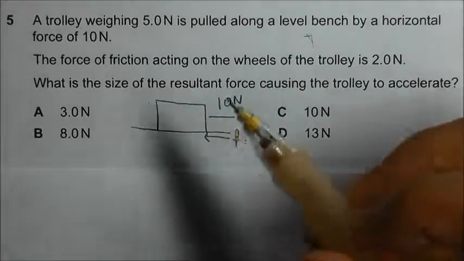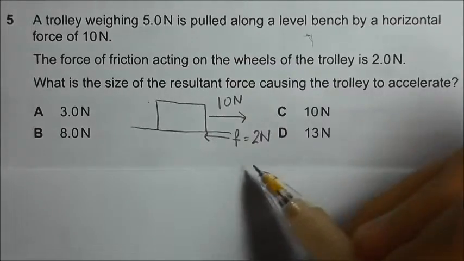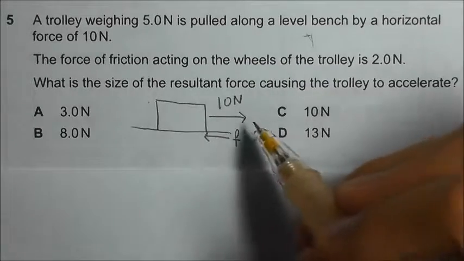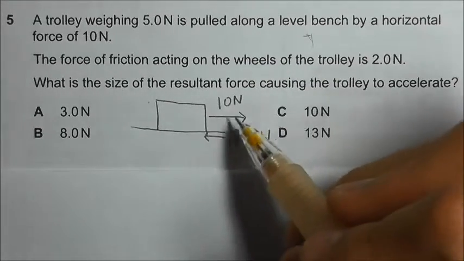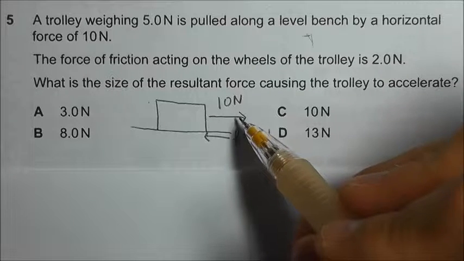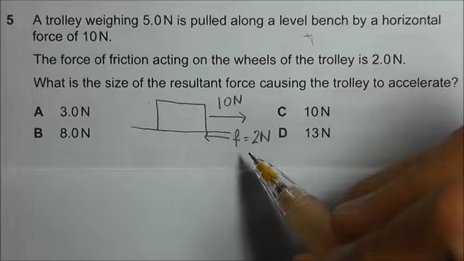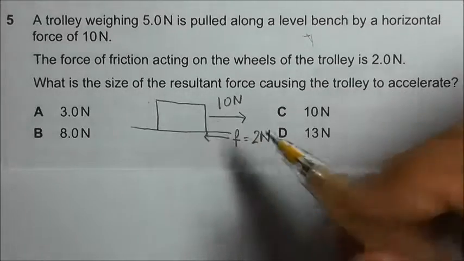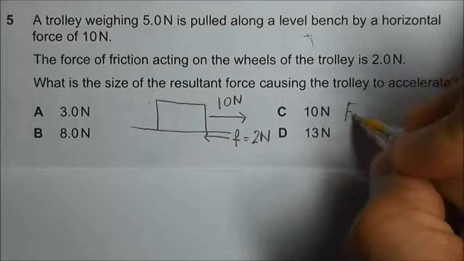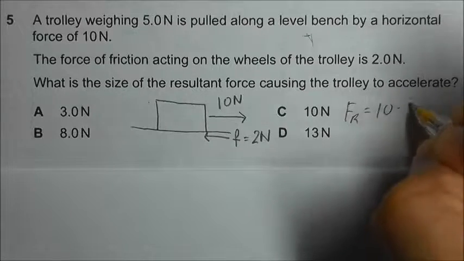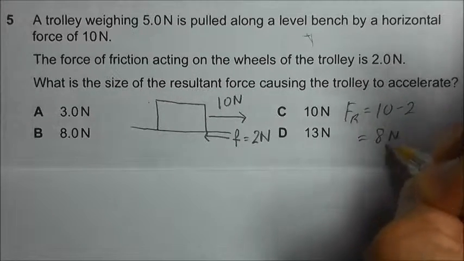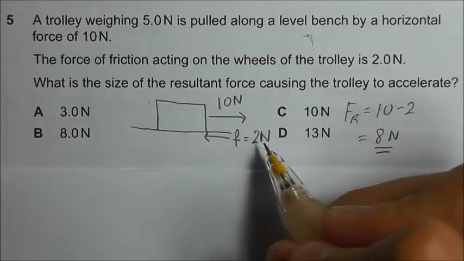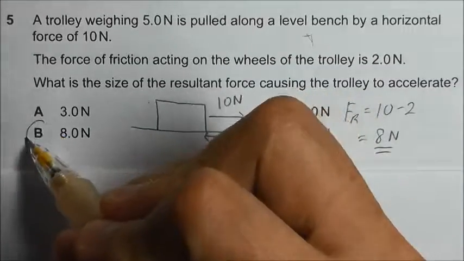Okay, I have represented this question with a diagram. So in short, we have a trolley that is pushed by a force of 10 Newtons, and then there's a friction of 2 Newtons. So the resultant force has to be 10 minus 2, 8 Newtons in this case, going to the right. So the answer should be B.